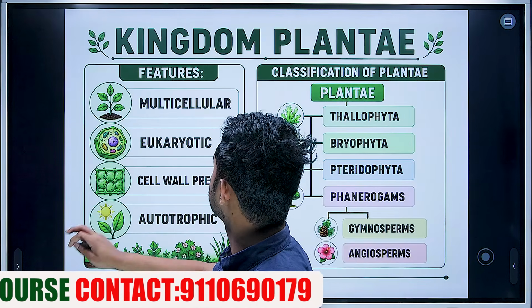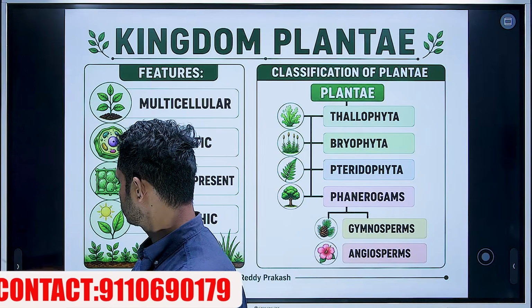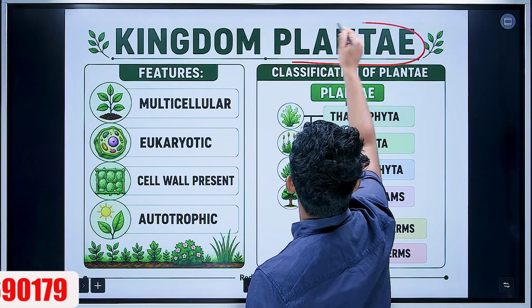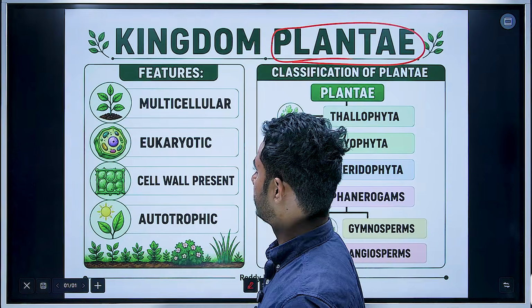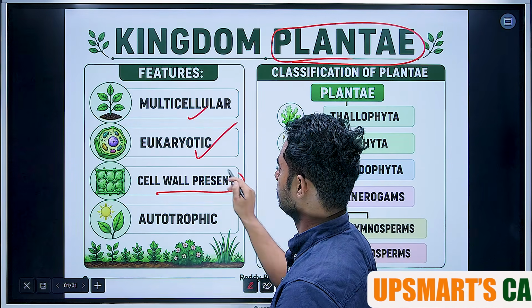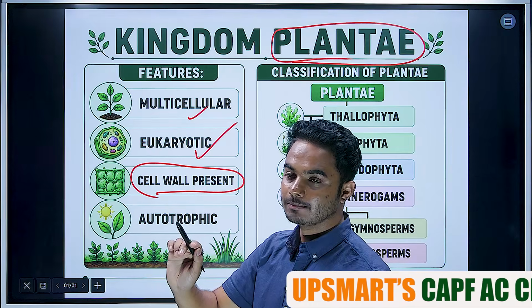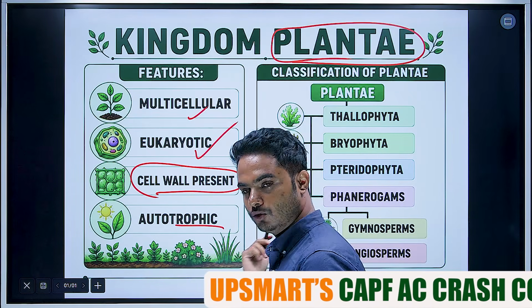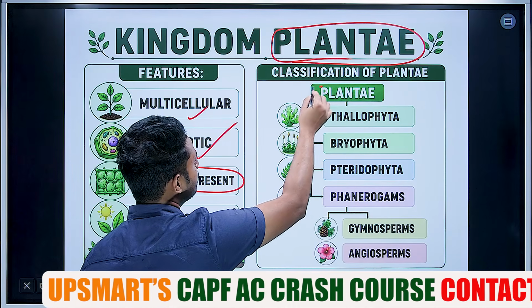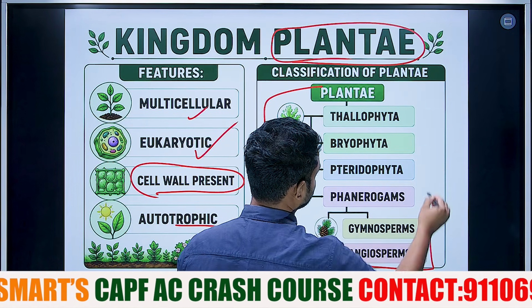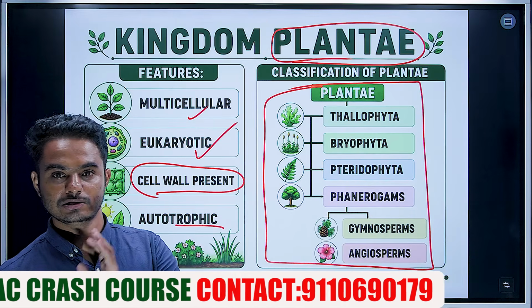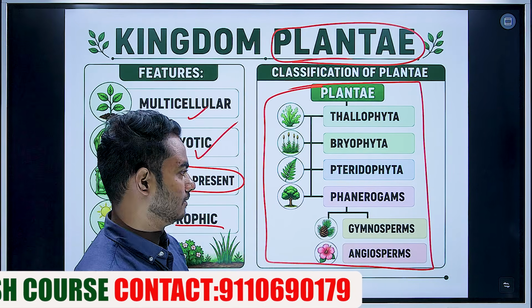Let's go to the next slide now. Next, Kingdom Plantae. You know all of this. Multicellular, eukaryotic, cell wall present in plants, not in animals. Autotrophic. I'm just giving you a recap. Now this is what you need to know, very important for the examination. Stay focused, stay connected, right?